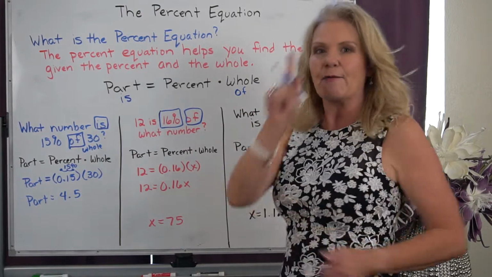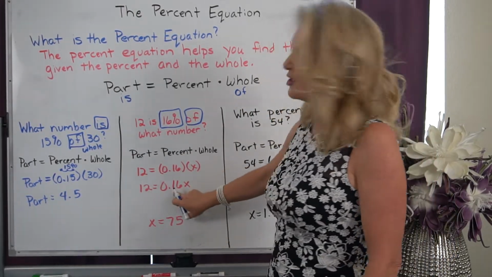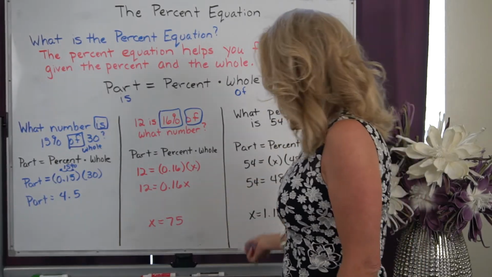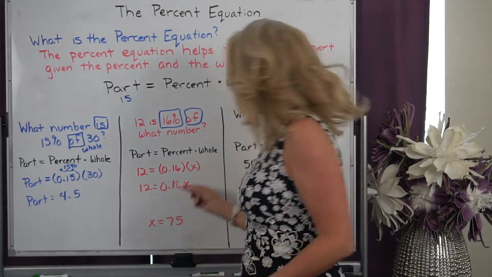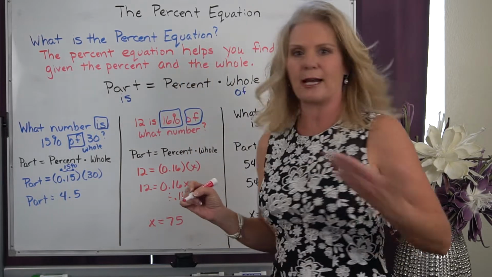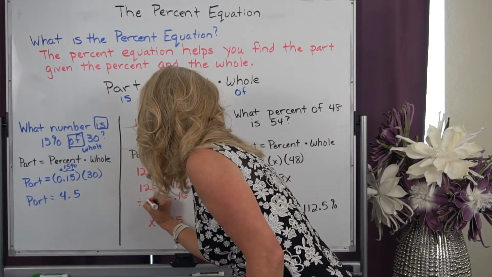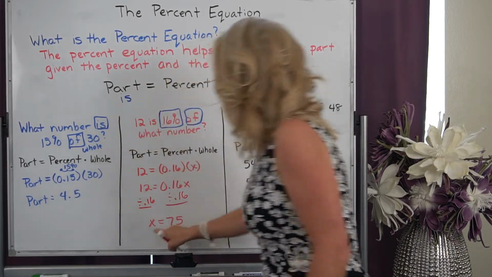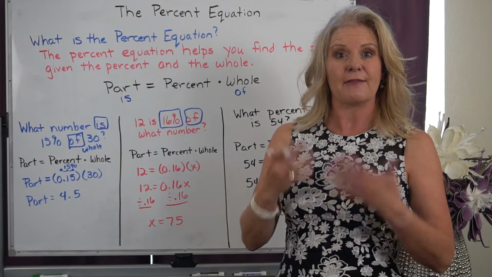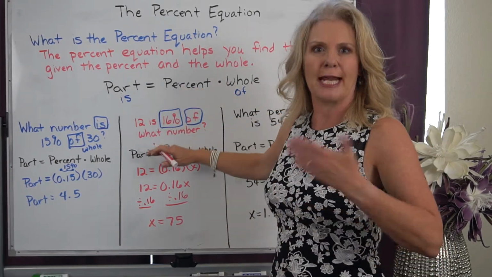So again, I have one unknown with this. So when I go to solve this, this just sets up my equation. And I know that when I go and divide by 0.16, whatever I do on one side, I have to do on the other side. I get x equals 75. That would be my whole. So one equation solving for any piece.